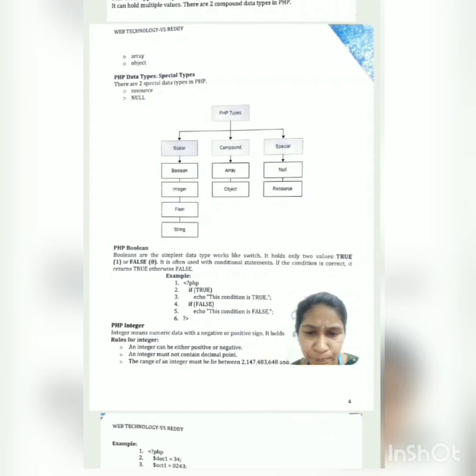PHP Boolean. Booleans are the simplest data type. It holds only 2 values, true (1) or false. It is often used with conditional statements. If the condition is correct, it returns true, otherwise false.